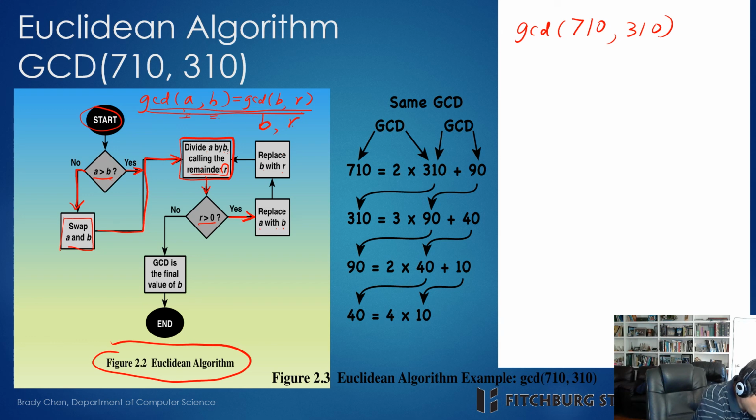Now we keep doing this loop until R greater than zero is no longer true, which means R is zero. If the remainder is zero, then we know that the GCD is the final value of B.